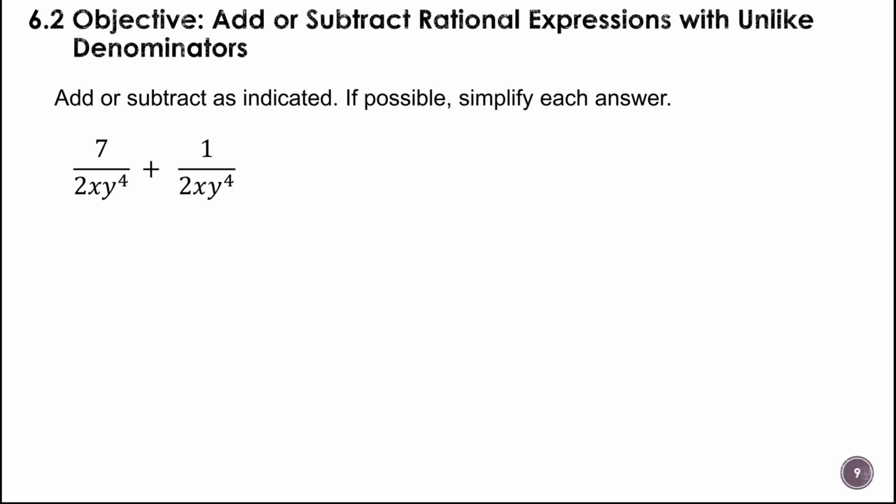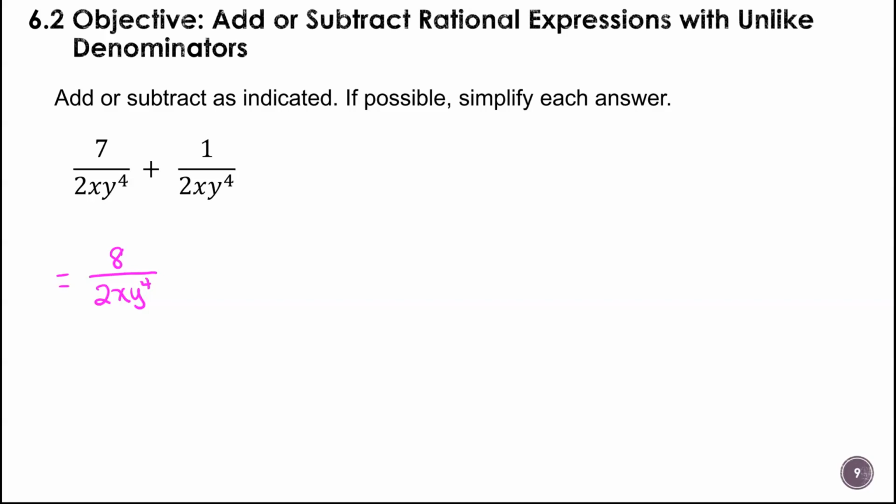Okay, so we are going to add and subtract some more rational expressions, and you might notice on this that we have the same denominator. So when that happens, that just means that you go ahead and add your numerators because we've got the common denominator. So on this, it's going to be 8 over 2xy to the fourth.